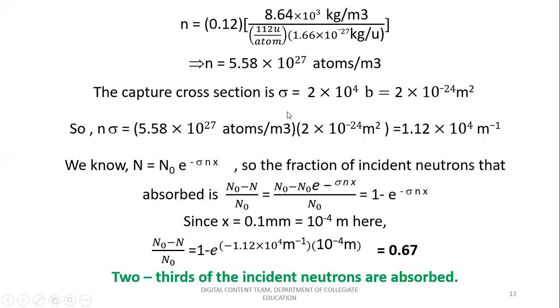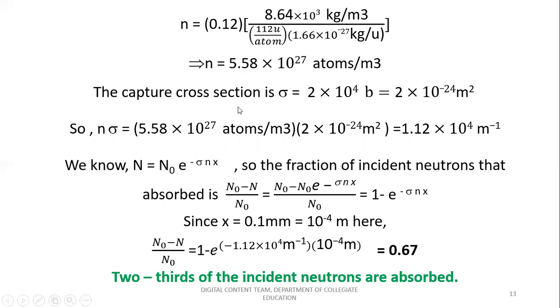n equals 0.12 times the density, which is given as 8.64 × 10^3 kilogram per meter cube, divided by its atomic mass, which is 112 units per atom. So convert that into kilogram by multiplying by 1.66 × 10^-27 kilogram per unit. So the total number of cadmium-113 atoms becomes 5.58 × 10^27 atoms per meter cube.